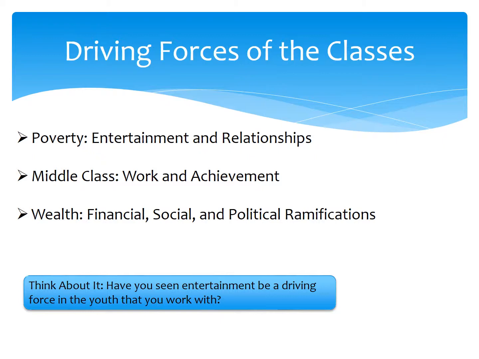In middle class, decisions are made based on the ramifications those are going to have for work and achievement. From a middle class perspective, the decisions I make to go to school, to get a career, and the friends I have are based on how they're going to affect my work and achievement. And in wealth, decisions are made based on the financial, social, and political ramifications. Something to think about. Have you seen entertainment and relationships be a driving force in the youth you work with?